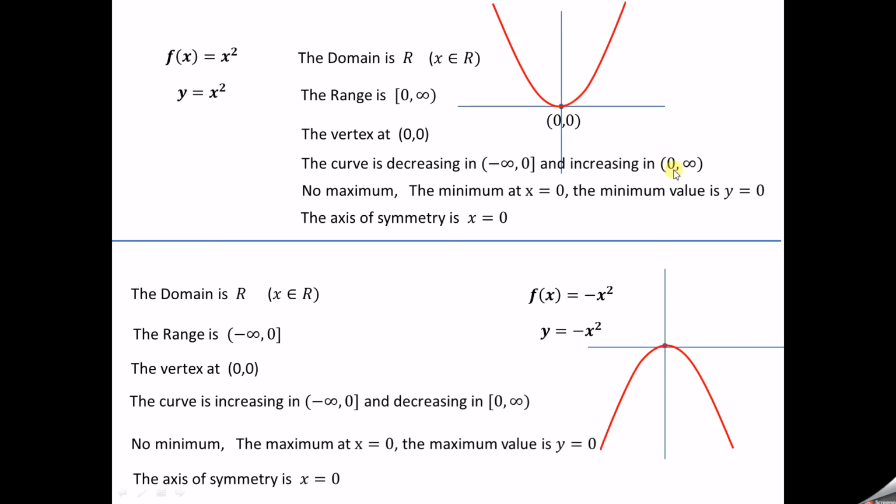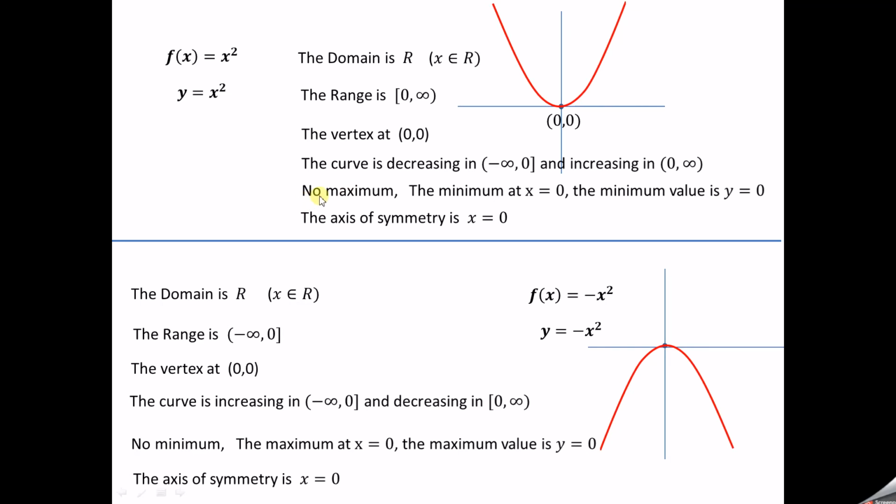So from 0 to infinity, you can write it as closed 0 to infinity. From minus infinity to 0, it is decreasing. From 0 to infinity, it is increasing. That is about the increasing and decreasing of the curve.